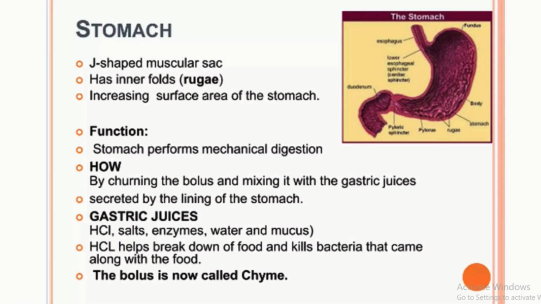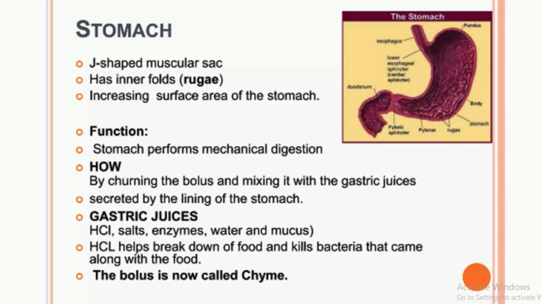So how can we define the stomach? The stomach is a J-shaped muscular sac, and it has inner folds. The inner folds of the stomach, which we call the rugae, increase the surface area of the stomach according to the food. So according to the food, the stomach surface area will be increased.